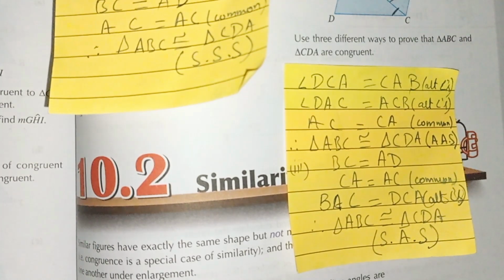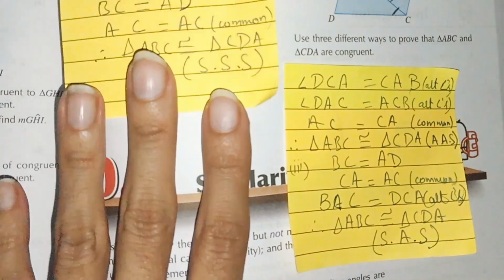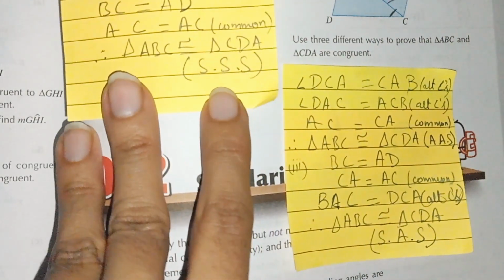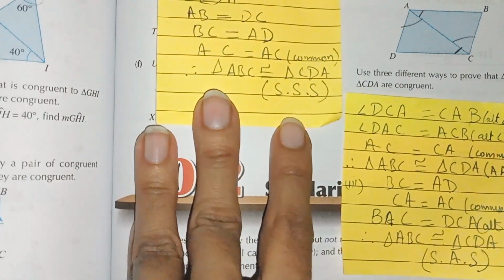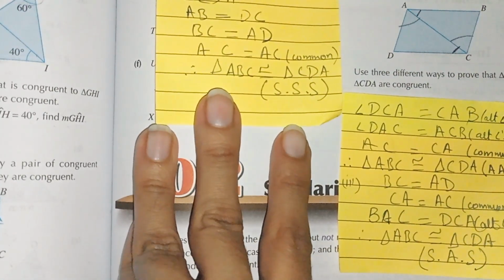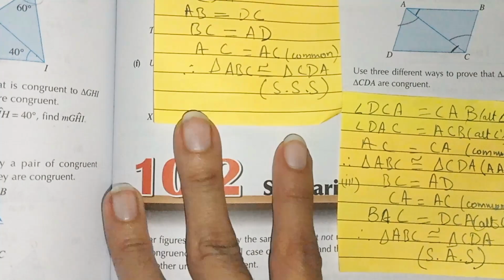We have to prove it by three different ways. And now students, these are the questions of advanced level. Now this exercise is finished, and I hope you understand these questions very well.